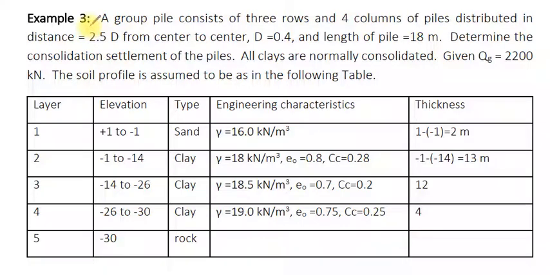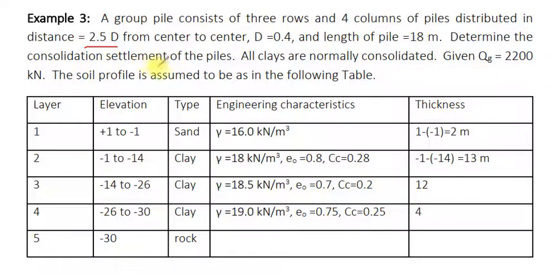This example shows us how to compute the consolidation settlement of group piles. A group pile consists of 3 rows of piles and 4 columns of piles distributed in distance. The distance between pile and pile from center to center equals 2.5 times d, where d is the diameter of the pile. The diameter of the pile equals 0.4 and the length of the pile equals 18 meter.